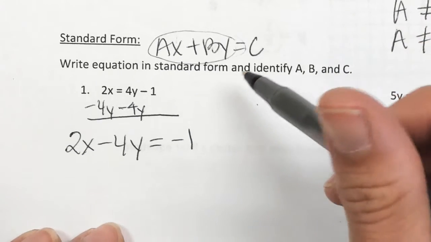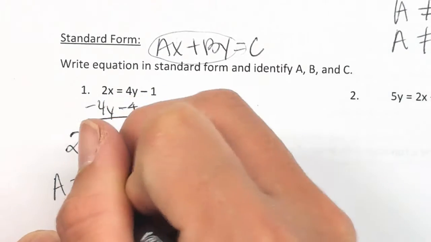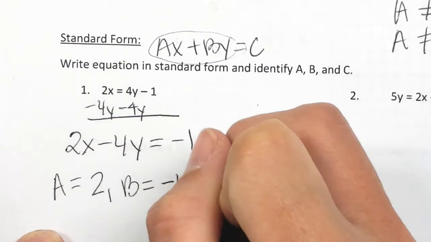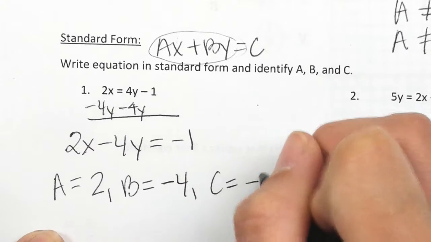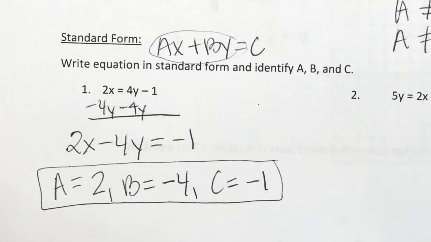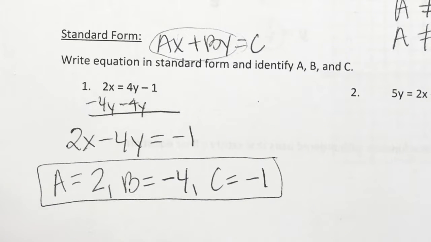Alright, so now we just have to identify a, b, and c. So again, a is always the one beside x. So our a is what? Our b is? -4. Very good. c is? Very good. Any questions on that part?